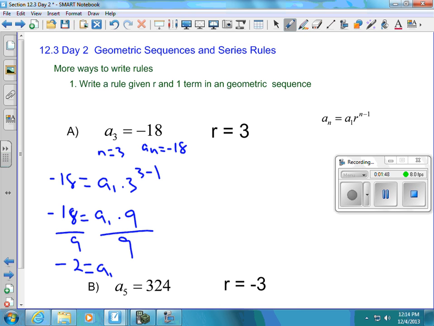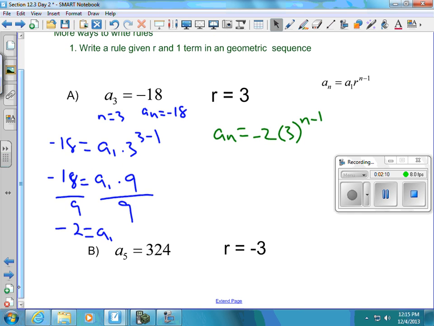So to write the model now, basically we just put that all together. A sub n equals a sub 1, negative 2, times r, 3 to the n minus 1. Okay? It's pretty self-explanatory if we're given an r and one term. I'll let you practice with the b down here. A sub 5 equals 324, and r equals negative 3.